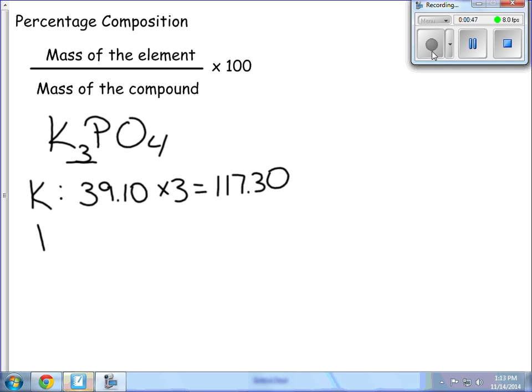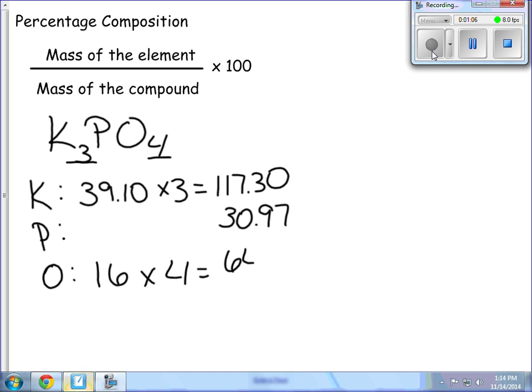We look up the mass of phosphorus on the periodic table. It is 30.97, and we only have 1 phosphorus. So I'm just going to write that in. And then oxygen. Its mass from the periodic table is 16. We have 4 of them. So that gives us a mass of 64.